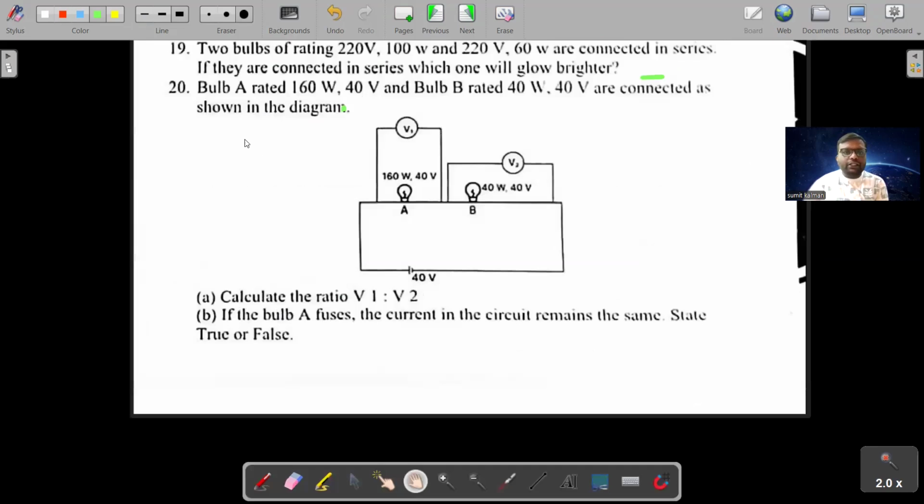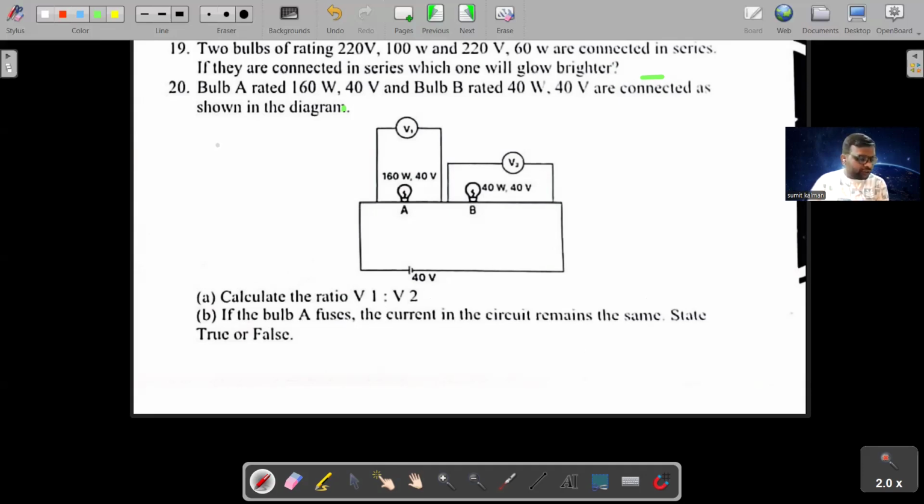Next, students: bulb A is rated 160 watt, 40 volt, and bulb B is rated 40 watt, 40 volt, connected as shown in the diagram. You have to calculate the ratio V1 is to V2. In part B, they are asking: if bulb A is fused, the current in the circuit remains the same. State true or false. So friends, first we will calculate voltages V1 and V2.